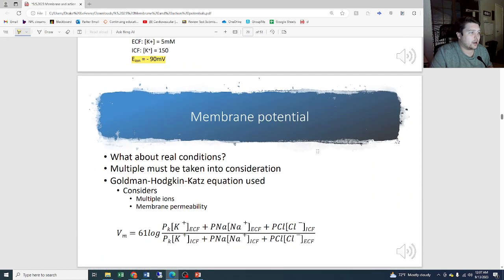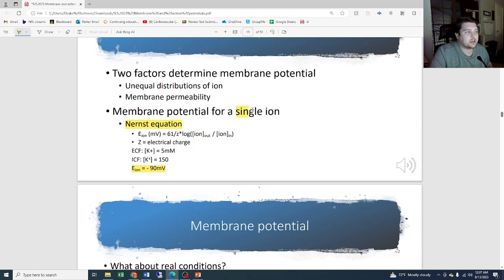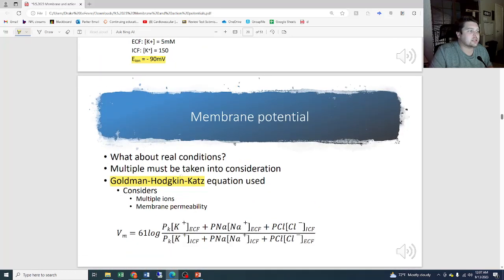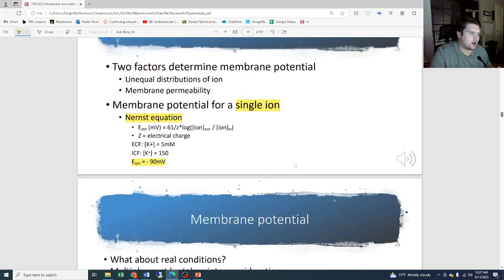And that's actually why we have this other equation called the Goldman-Hodgkin-Katz equation, which considers multiple ions as well as the membrane permeability. So this one is just looking at one single ion, and this one is looking at multiple ions as well as the membrane permeability. That's really all you need to know about these.